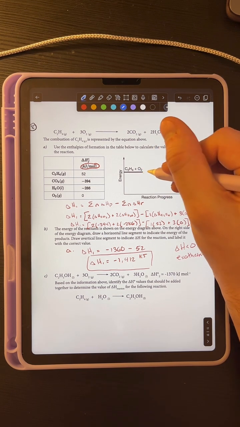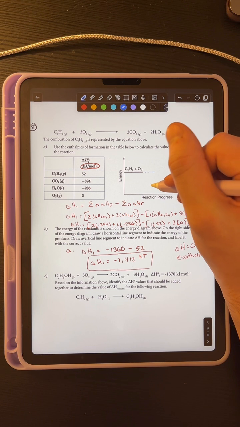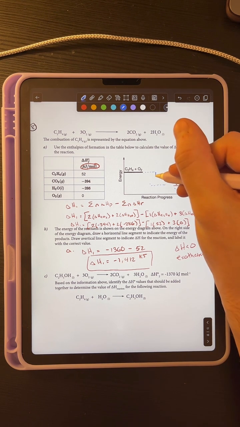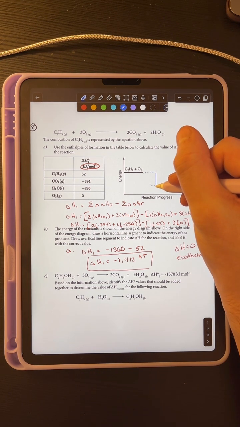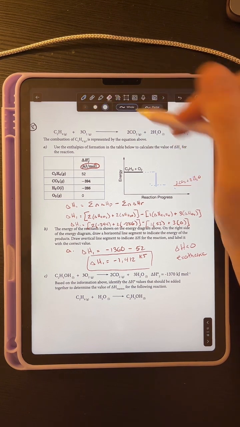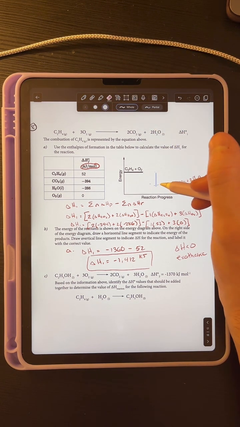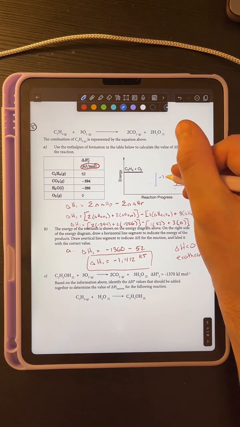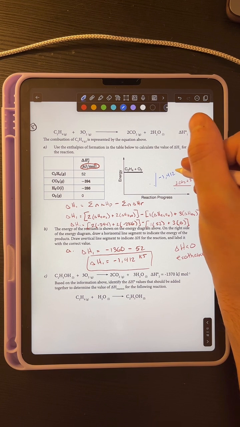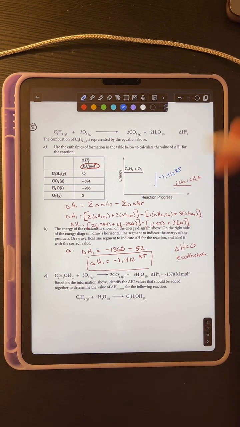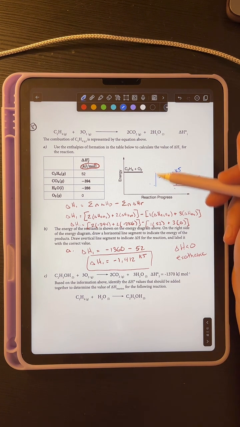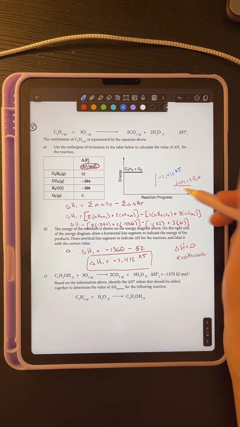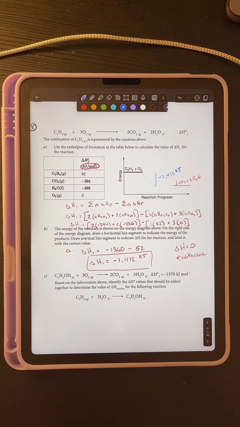So if we were to draw a vertical line, let me just draw like a bloop and bloop, it would be connecting those two. And that vertical line, we said, is negative 1,412 kilojoules. That is the value there. So that is the vertical line telling us the delta H. This is the horizontal line telling us the energy of our products.